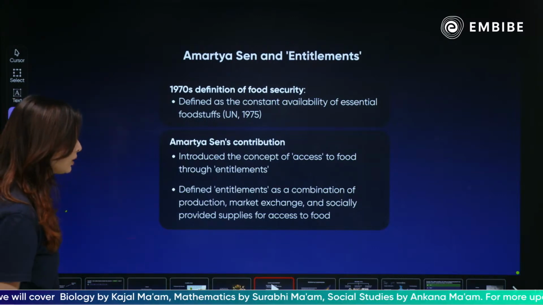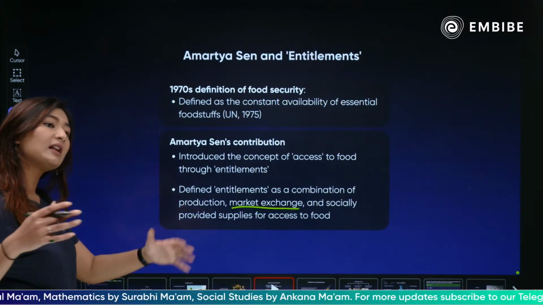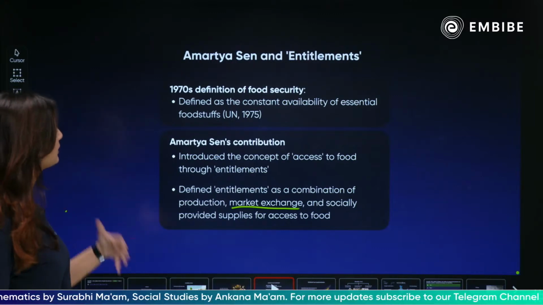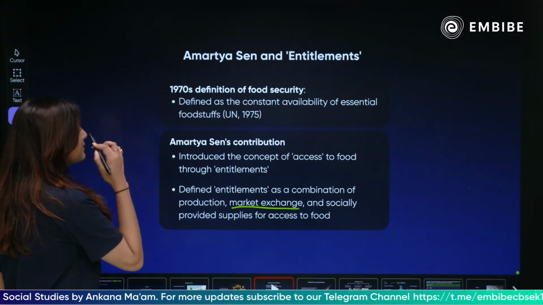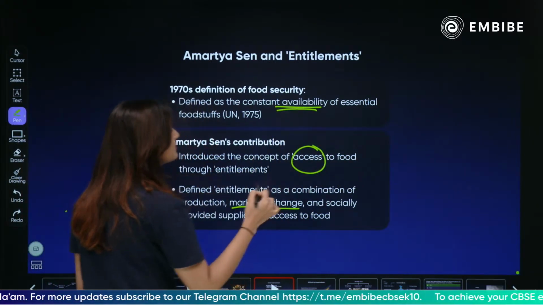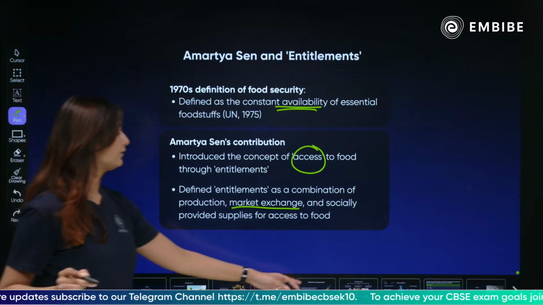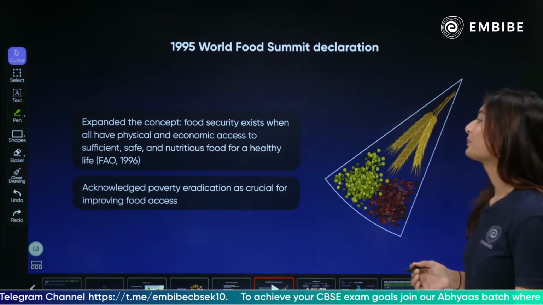So he spoke about how the exchange is happening. How is it available to all the social classes? Is it being produced? What are the foods that are being produced? And that is how we realize that availability is not the only point. Access is also very, very important. Access is also a very important factor over here, right?